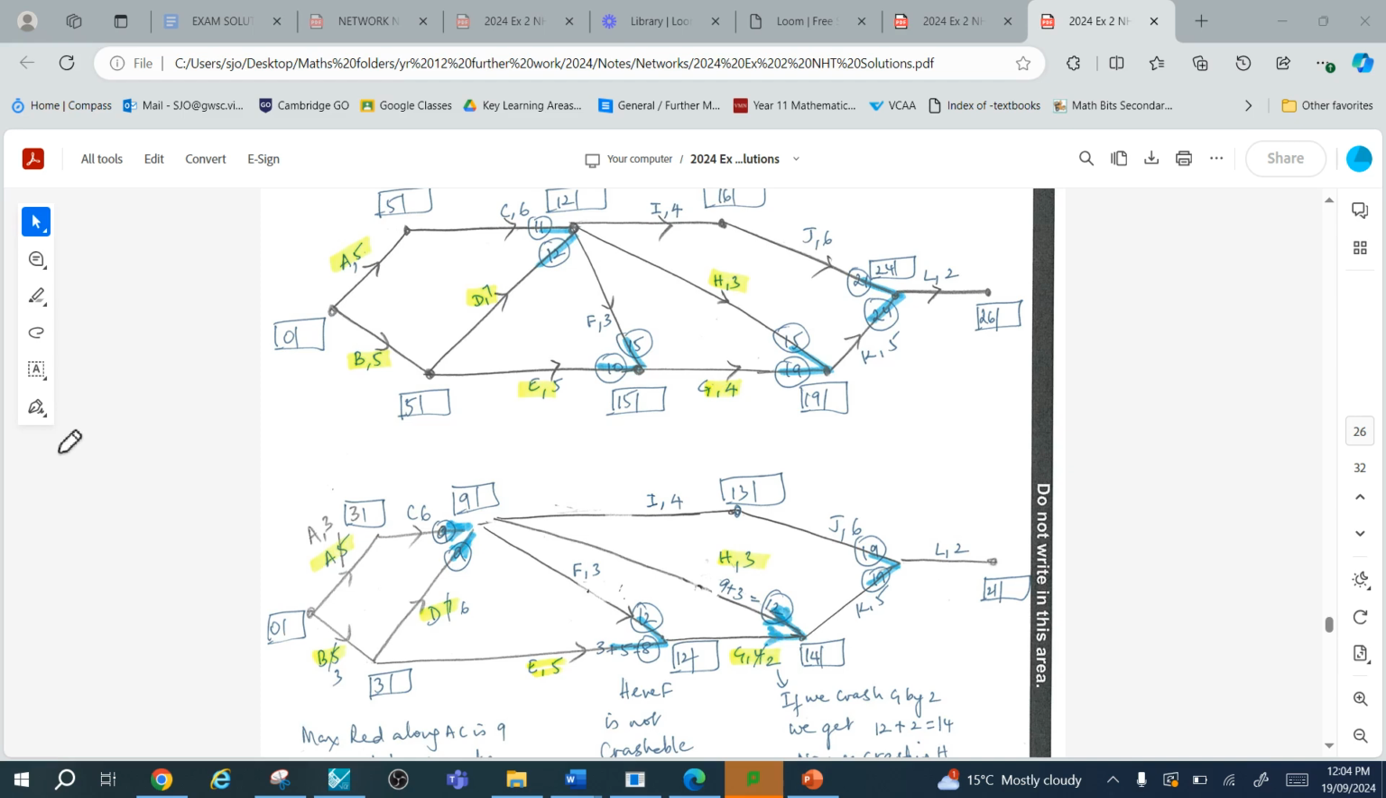I would choose 14. 12 plus 2, which is 14. So the two choices are 12 on this edge, 14 on that edge. I would choose 14 as my earliest starting time for activity K, which is a larger value. Now, after this, there are no activities that can be crashed. So 14 plus 5 takes you to 19 here. And as you come along, 9 plus 4 is 13 here, and 13 plus 6 is 19.